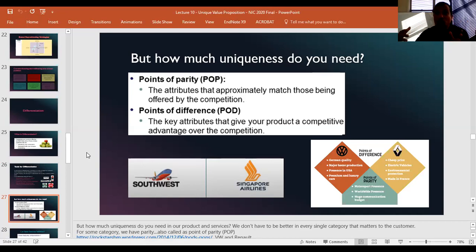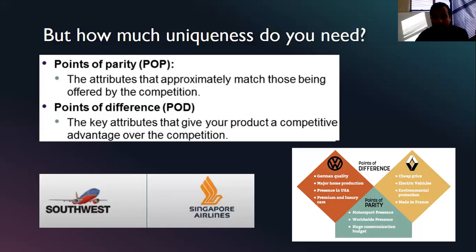So again, the question is, to what extent do you need uniqueness? You don't have to be better in each and every category, in each and every attribute which the customer says matters to them. I think we have an example over here: the case of Volkswagen and Renault. You see the points of difference and points of parity.